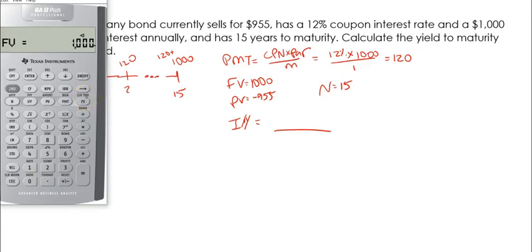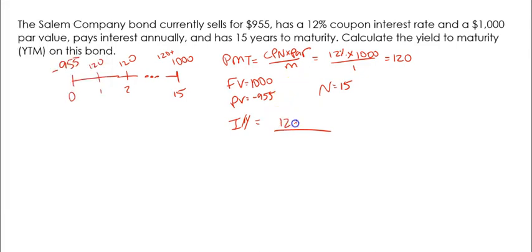So let's calculate our yield to maturity. Future value is 1,000. Present value is a negative 955. Payment is 120. We have 15 years until maturity. And I'm going to compute the rate. And we get 12.685. So that's a percentage term. This is our yield to maturity.